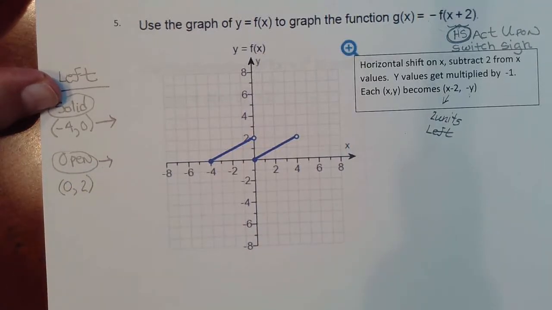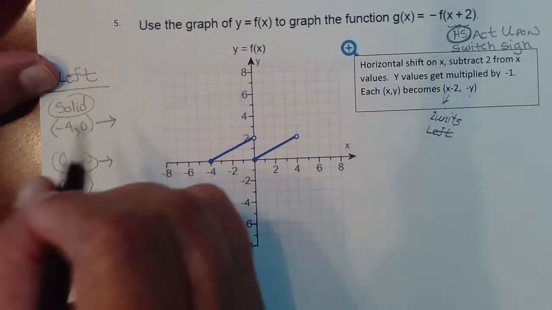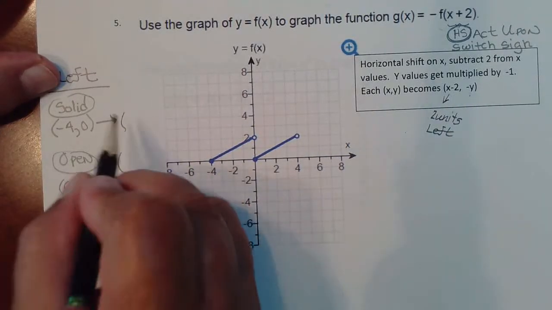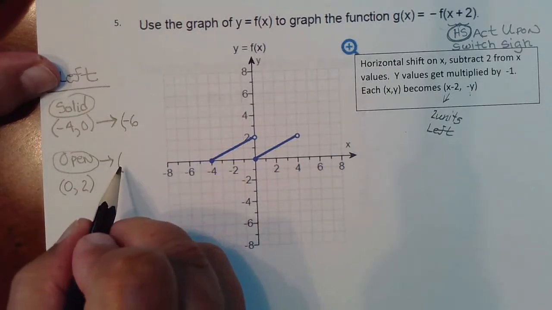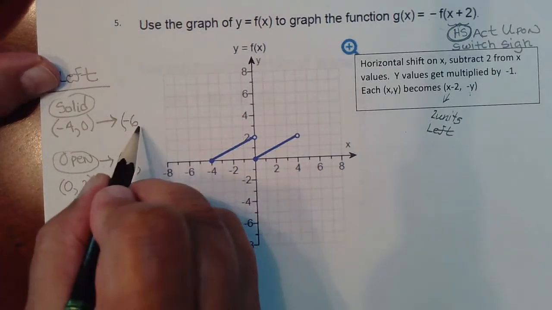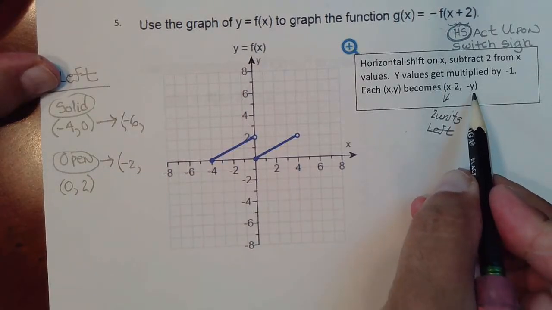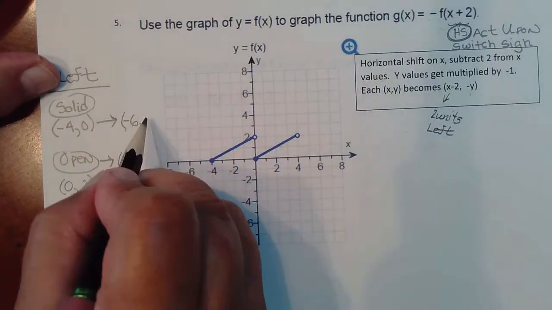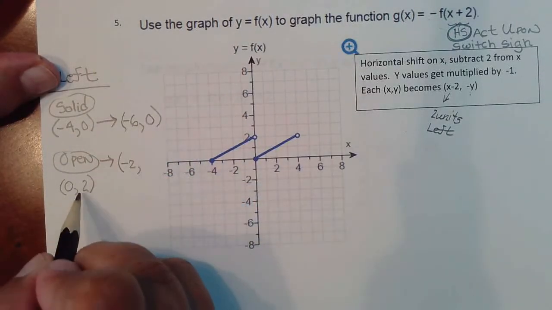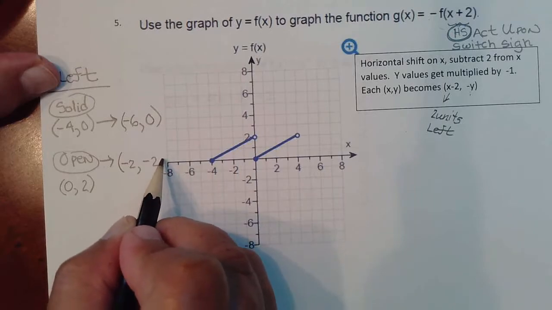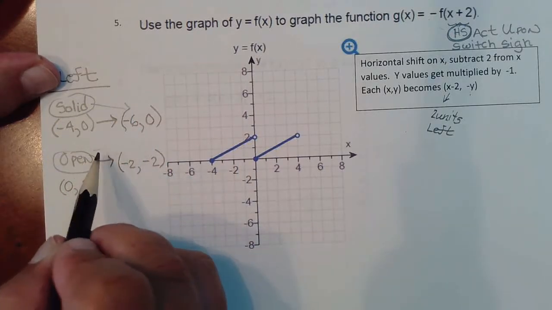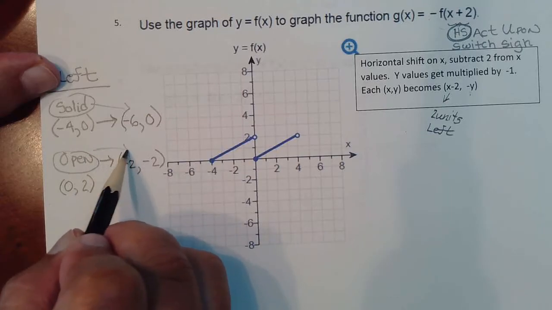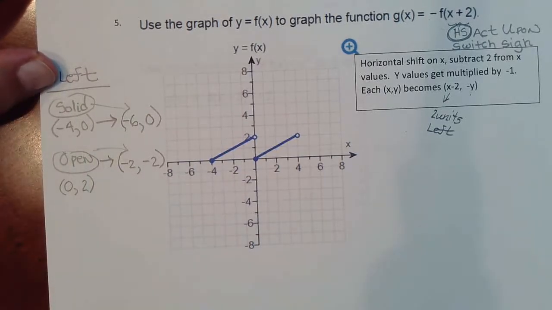Okay, the actions I'm taking upon them, I'm subtracting 2 from my x value. So this take away 2, -6, 0 take away 2, -2, and then the action on my y's is to multiply the y's by -1. So 0 times -1, 0. 2 times -1, -2. Don't forget, this will be solid. This will be open, just like the original points they came from.